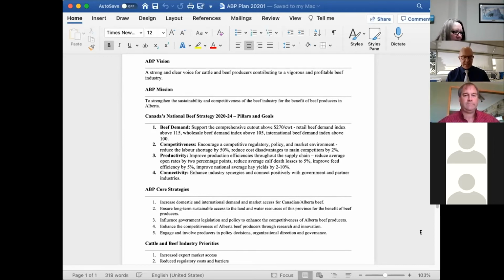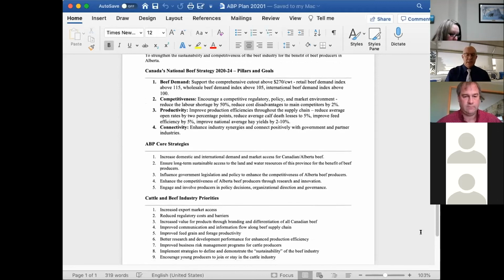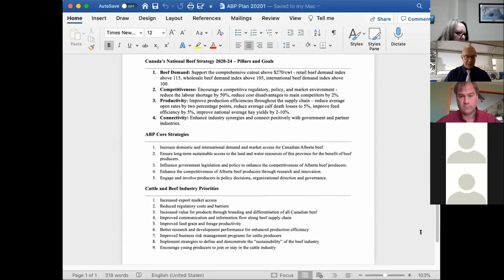Our mission statement is to strengthen the sustainability and competitiveness of the beef industry for the benefit of beef producers in Alberta. On your screen, just to not read through all of those, I'd just like to make mention that the Canada National Beef Strategy for 2020 through 2024, the pillars and goals is there, ABP core strategies, and the cattle and beef industry priorities there on your screen. So I'd like to start, you can follow along in your book.